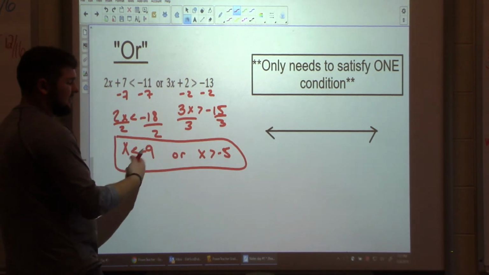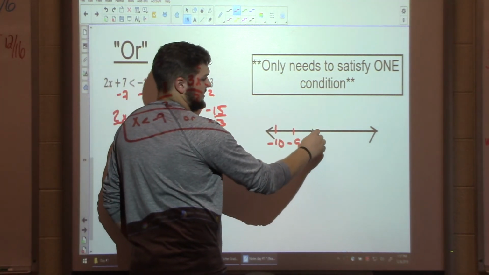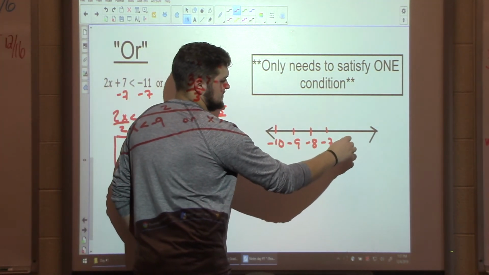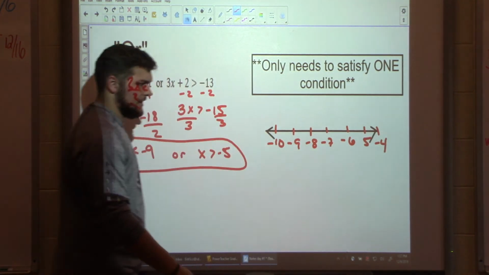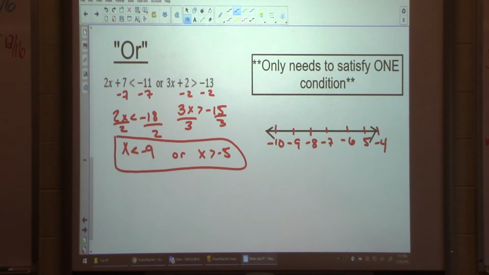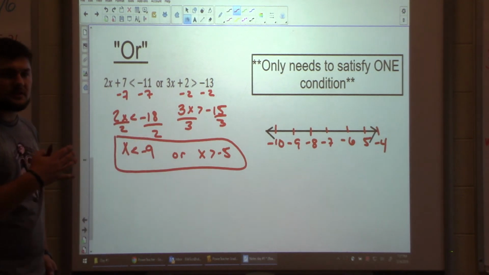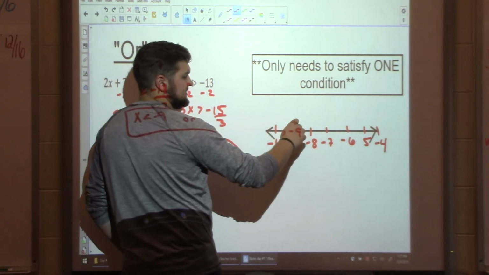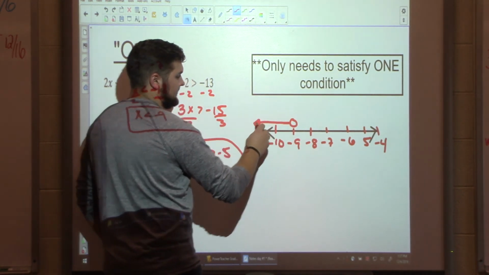So I'm going to put my scale out here. I'm going to go, let's say, negative 10, negative 9, 8, 7, 6. The or graphs are going to look a little different, if you remember correctly. If I have x is less than negative 9, at negative 9 I'm putting what type of circle? Open, so it's not or equal to, and less than means I'm going to the left.